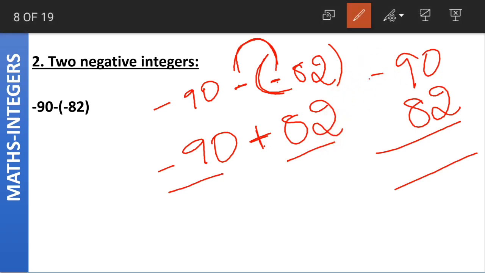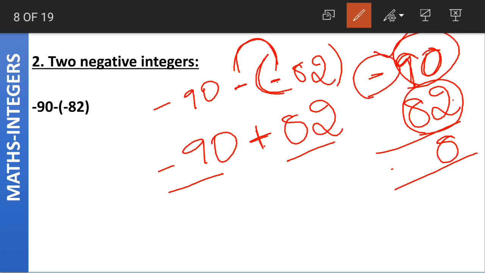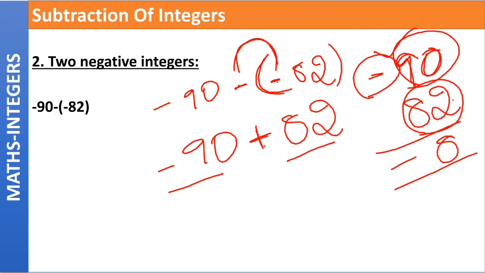Now we are having minus 90 and 82 as our two integers. We subtract the lower absolute value from the higher absolute value. 90 minus 82 is 8, and which sign shall we put here? 90 is having the higher absolute value. 90 has a negative sign, so the answer will also have the negative sign. Understood? The same rules which we have followed for addition apply to subtraction as well.